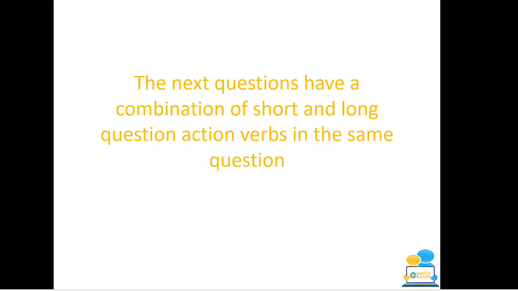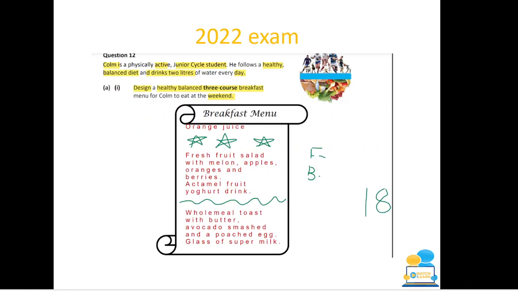So the next questions have a combination of your short and long question action verbs in the same question, okay? So they make them a little bit tricky. So this is why I 100% recommend underlining the key information in the questions. So this is the 2022 exam, and this is a sample answer that I have created, okay?